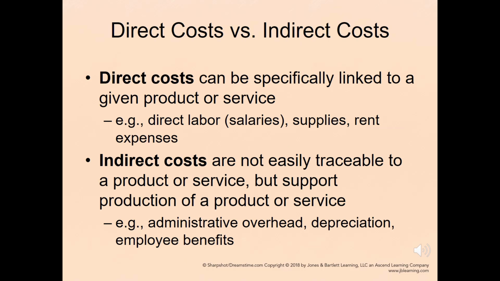Direct costs can be specifically linked to a given product or service. For example, direct labor, salaries, supplies, or rent expenses. Indirect costs are not easily traceable to a product or service, but support production of a product or service. For example, any administrative overhead, depreciation, or employee benefits.